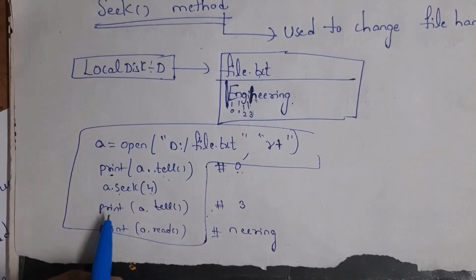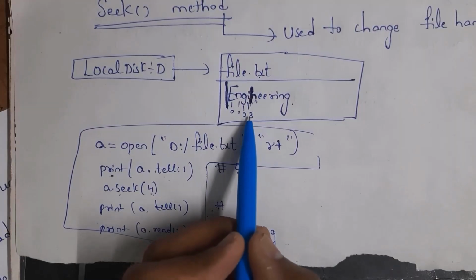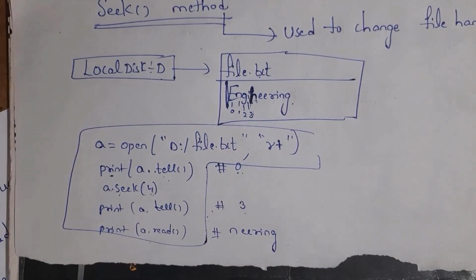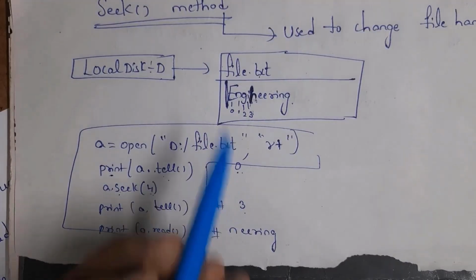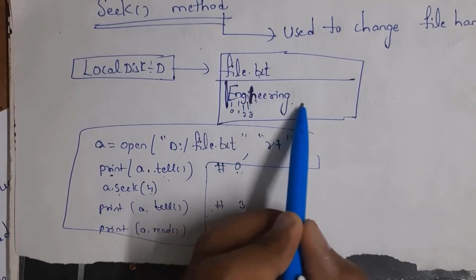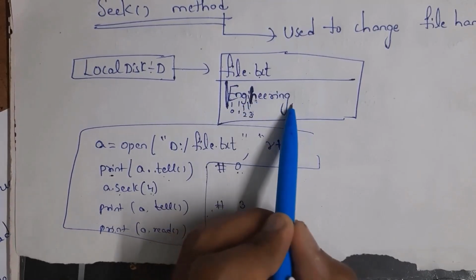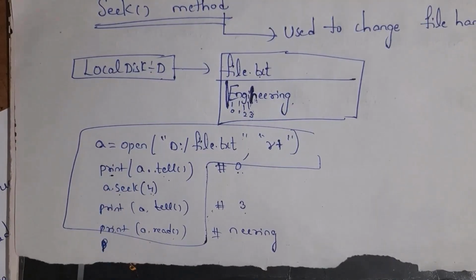And whenever I write here print a.tell, the tell method is used to identify cursor position. Now my cursor is at index number 3, so I will get output 3. And similarly, whenever I write here print a.read, I will get output. My cursor is at index number 3, so it will print characters from index number 3, that is NEERING. This is my output. After performing these operations, at last we need to close our file.